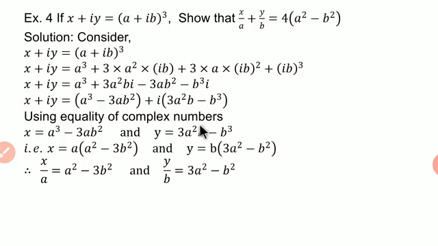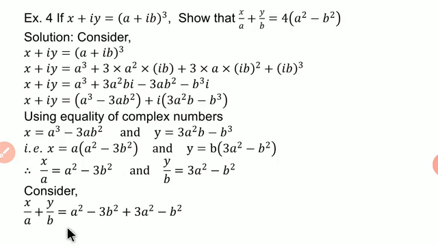Consider x upon a plus y upon b. Substituting their corresponding values, it is equal to a square minus 3b square plus 3a square minus b square. Now a square plus 3a square is 4a square, and minus 3b square minus b square is minus 4b square. Now taking 4 as a common part, inside the bracket we remain with a square minus b square. So x upon a plus y upon b is equal to 4 multiplied by (a square minus b square). Hence we get the required proof.